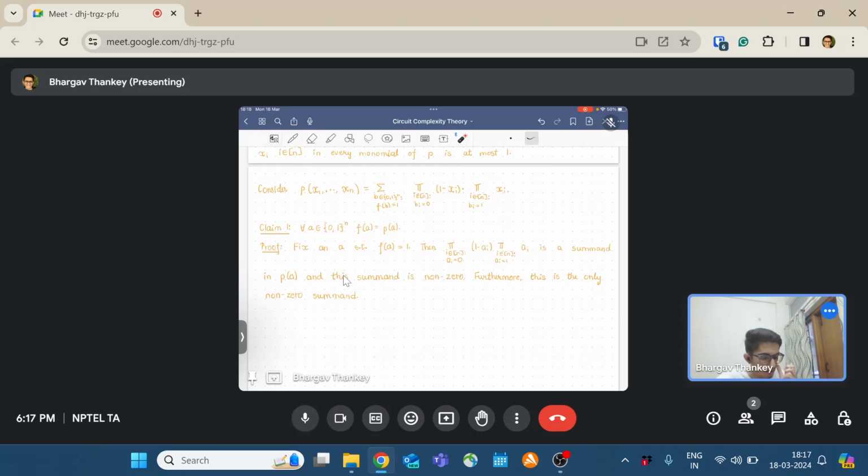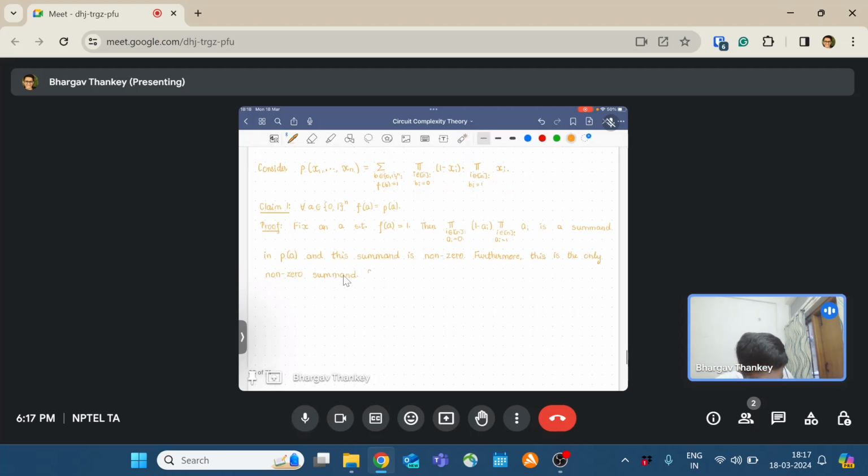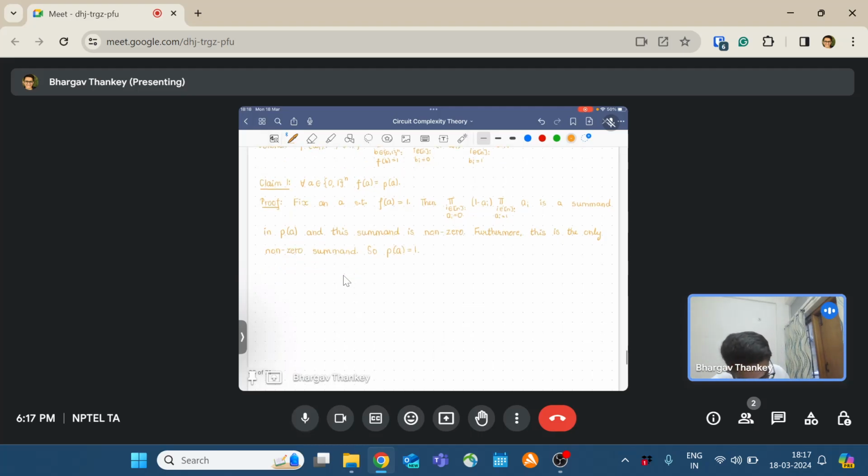So basically, this is 1 if and only if I plug in b, right? So when f of a equals 1, there exists one summand which is 1, but all the other summands are 0. And so P of a equals 1. Okay, so this proves the claim when f of a equals 1.